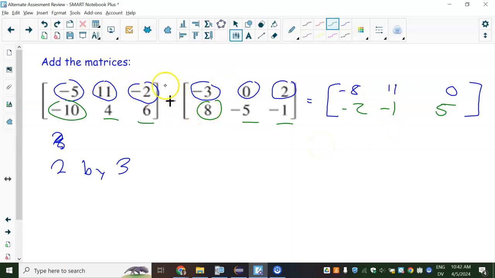And it's the same for subtract. You just do the same thing. Subtract the corresponding entries.